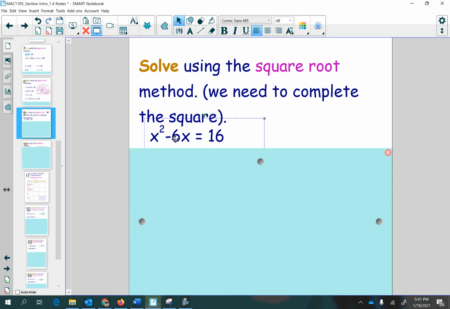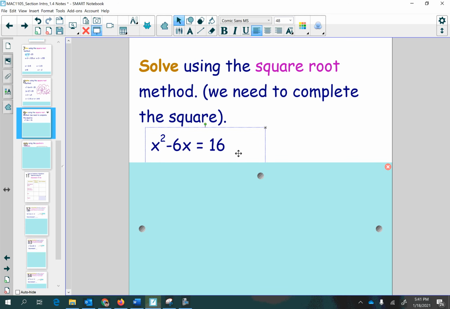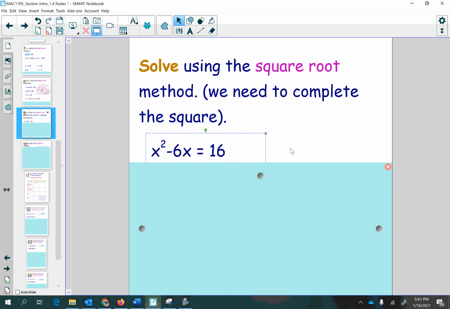Notice in the other problems, they were already perfect squares, so we just had to make sure they were written in the right way and we were good. Now we're going to have to do some extra stuff here, but it's not so bad. All we have to do is make some space for that third term so that we can have a complete perfect square trinomial.